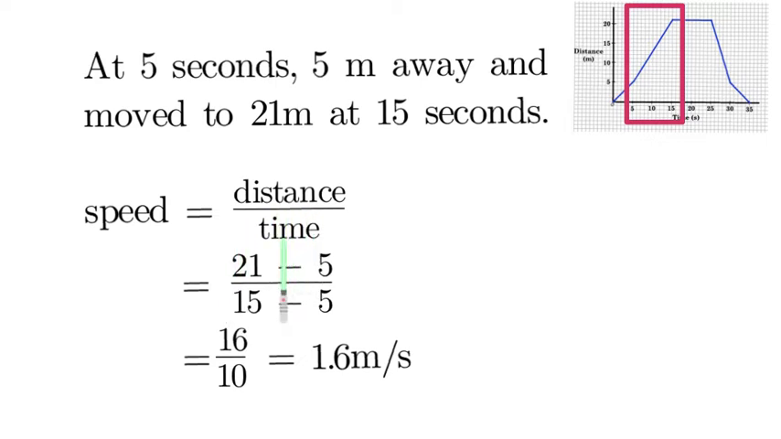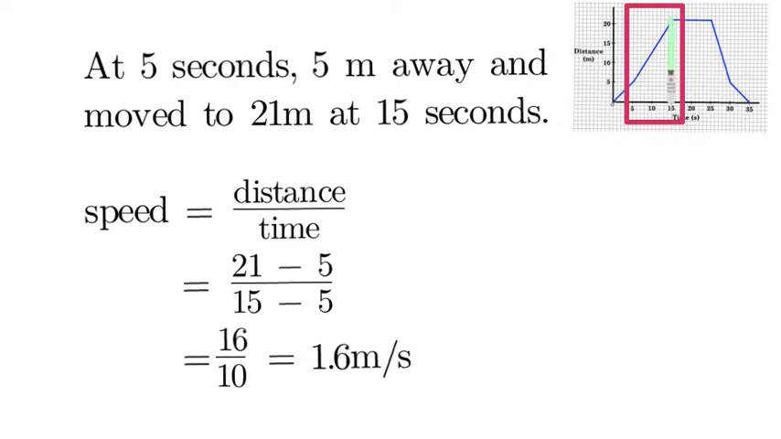So again, we put the speed in. Speed is distance divided by time. So it's 21 minus 5, right? The difference in the distance over the difference in time, which is 15 minus 5. So it's 16 on 10, or 1.6 metres per second. Again, we must tell the reader what we're talking about, so we must have the units. Hopefully this is helping.